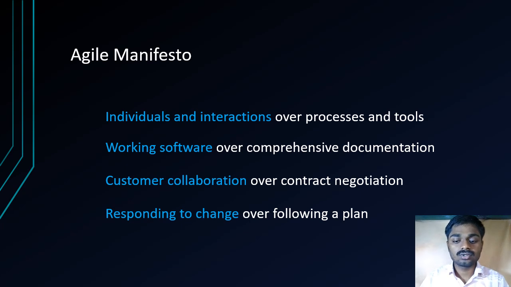Customer collaboration over contract negotiation. Agile fosters ongoing collaboration with customers rather than limiting interactions to contract terms. By working closely with customers throughout the project, Agile teams can quickly adapt to changing requirements, ensuring the final product better aligns with the customer's expectations. This value encourages a partnership approach instead of a transactional one.